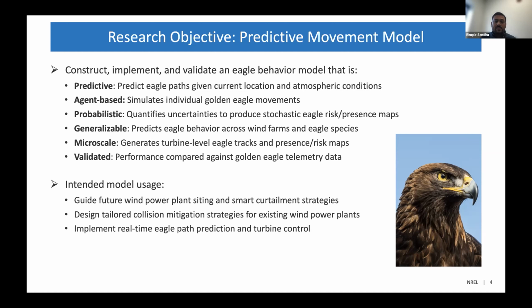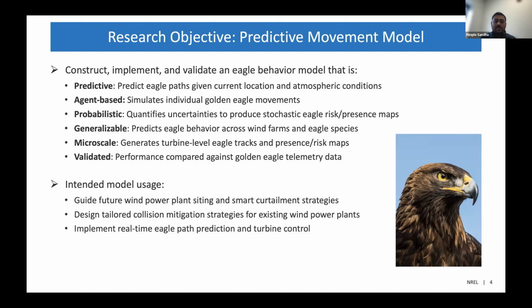The most important one for this work was orographic updraft, because when they're using orographic updrafts, their altitude is closer to the rotor swept zone. When they're using thermals, they're probably higher, so there might not be as much risk as when they're using orographic updrafts. So we started with focusing on orographic updrafts and thermal updrafts only, and the season and time of day. Future work will tackle other factors that may affect golden eagle behavior.